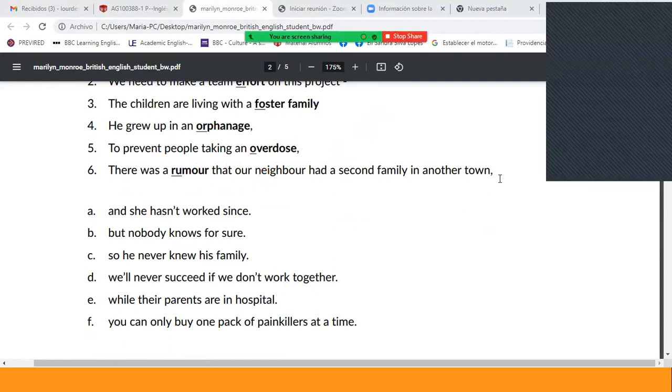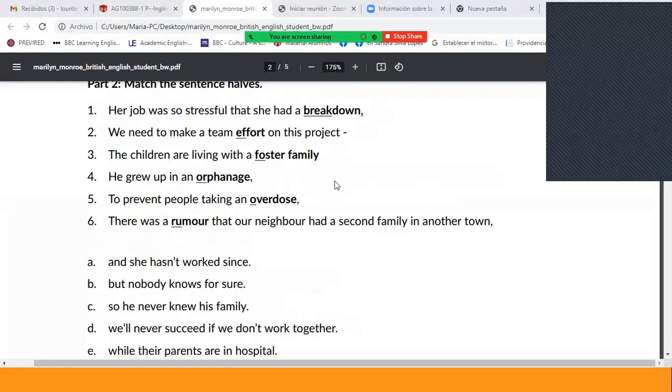There was a rumor that our neighbor had a second family in another town, but nobody knows for sure. Exactly. Very good. Any question about this vocabulary here? There are some new words. Any question about it?